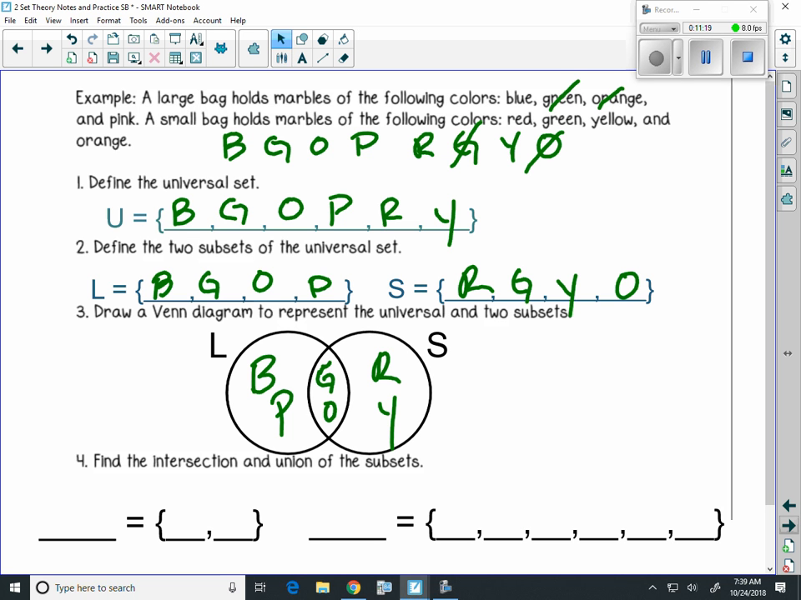So let's talk intersection and union. Intersection is which symbol? Is it the N or the U? N. Okay, intersection is and. So we're going to do L and S, large and small. So intersection is where they're in common, what they have in common. What do they have in common? G and O.